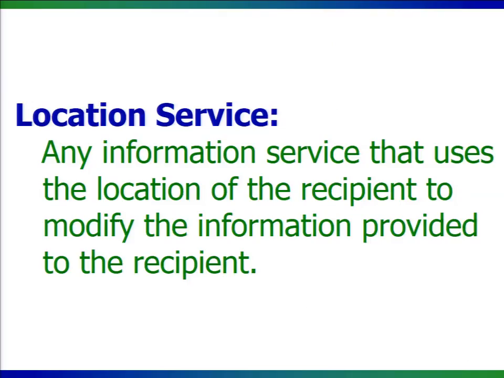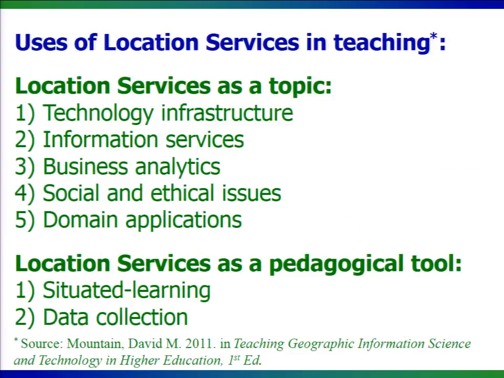So just make sure we're all on the same page. Location service just means any service that uses the location of the recipient to modify the information provided to that recipient. So your weather app when it says your local location. I feel like in this crowd we all know this already, but just want to be clear.